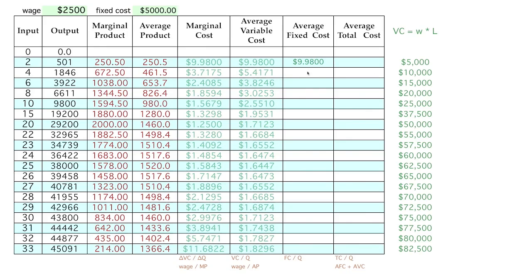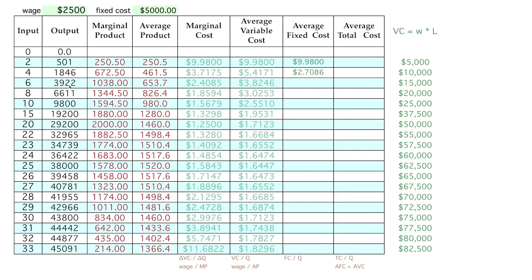But take the fixed cost divided by the output for the next line of the table. So you're taking the fixed cost of $5,000. You're going to divide it by 1,846, and that's going to give you 2.7086 as your average fixed cost of making 1,846 units of output. Your average fixed cost is 2.7086.